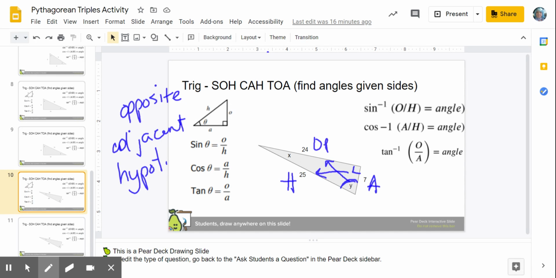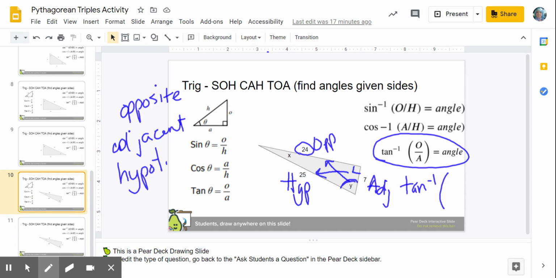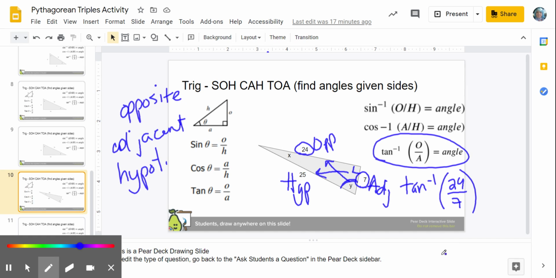So I've got opposite, hypotenuse, and adjacent, right? So do we want to use sine, cosine, or tangent? Let's use tangent. So I've got tangent of -1, because I'm trying to find the angle, of the O, which is 24, over the A, which is 7. You have to use a calculator, absolutely.